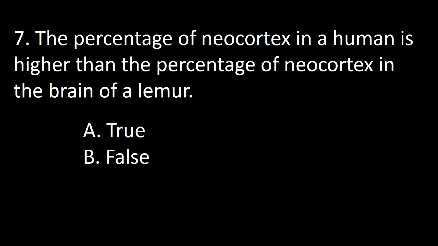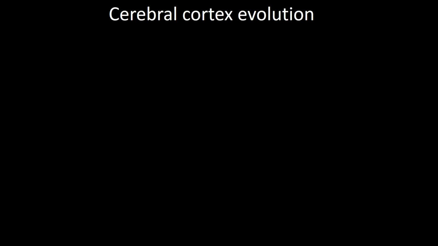Next question. The percentage of neocortex in a human is higher than the percentage of neocortex in the brain of a lemur. A true, B false. So far, we have talked about the human cerebral cortex being classified based on evolutionary principles, but not about the cerebral cortex in lower animals. I will now compare human with animal brains to illustrate the nature of the evolutionary classification of the cerebral cortex.